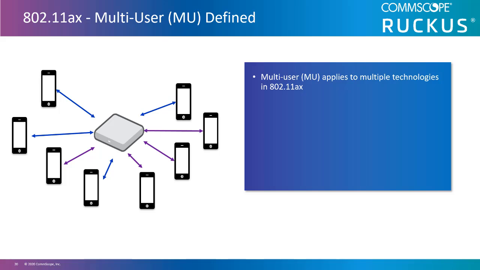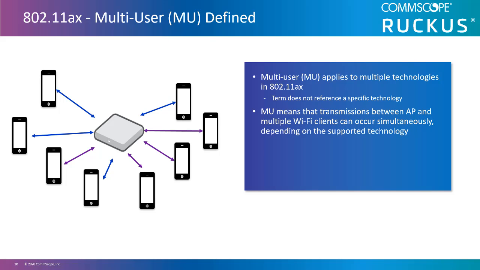Multi-user applies to multiple technologies in the 802.11ax. So it's important to understand that the term multi-user does not reference a specific technology such as multi-user MIMO. It means that the transmissions between an AP and multiple Wi-Fi clients can occur simultaneously, depending on the supported technology. 802.11ax defines the use of multi-user orthogonal frequency division multiple access, or multi-user OFDMA, and multi-user multi-input multi-output, or multi-user MIMO technologies.